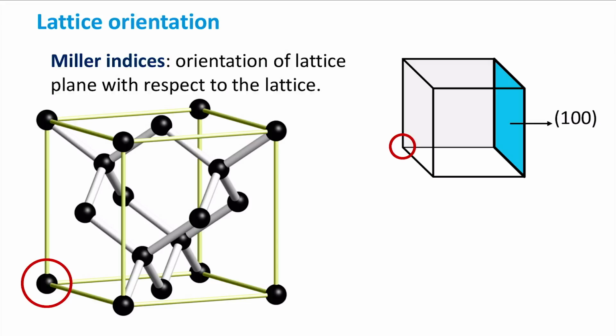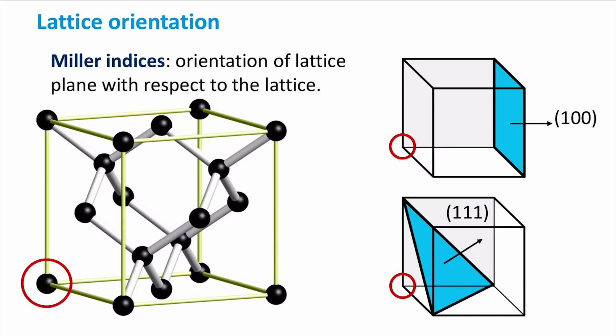In this unit cell, many different lattice orientations can be found, which are indicated as the orientation of a lattice plane with respect to the lattice. Using the so-called Miller indices, a vector representation describing the orientation of these lattice planes can be given. For instance, the lattice plane with 1, 0, 0 orientation is shown here, with respect to the atom marked in red. Another often used orientation is the 1, 1, 1 direction as shown here below. These two orientations are most commonly used for crystalline silicon solar cells.